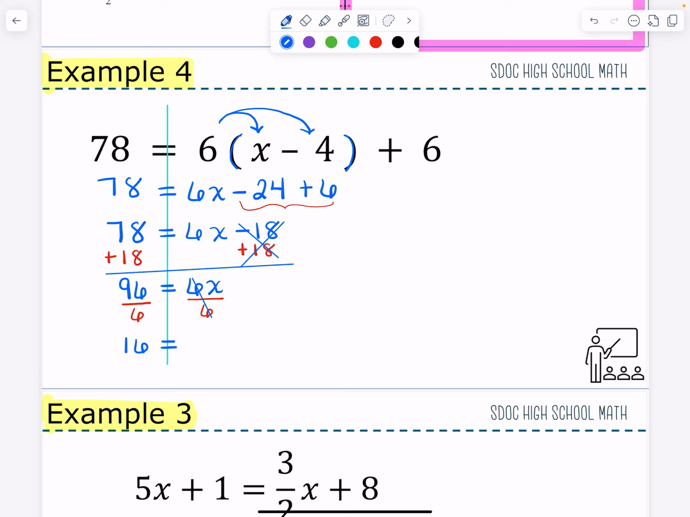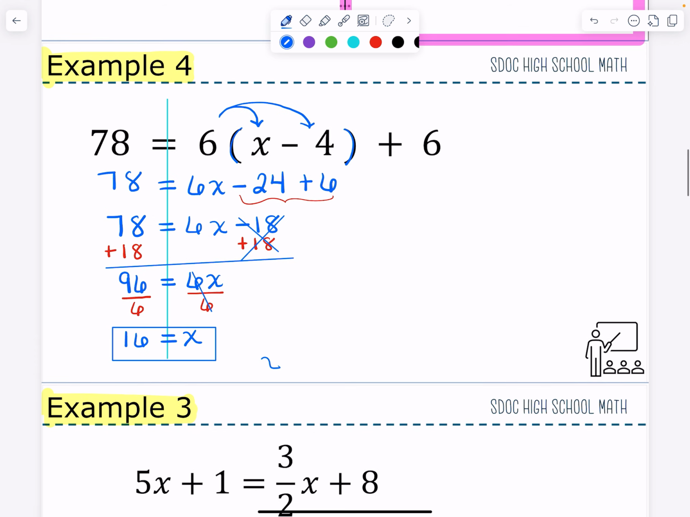Okay, so we don't write 1 in front of a variable, so we just leave that out of the expression at this point, and the only thing we have left is x. So I have 16 is equal to x, which is the same thing as x equals 16. Okay, it can be written in either direction. All right, so that's example 4.